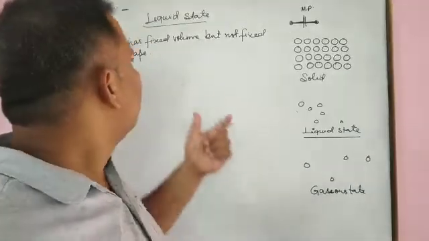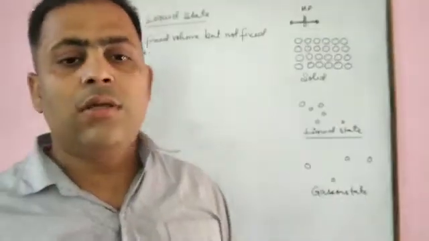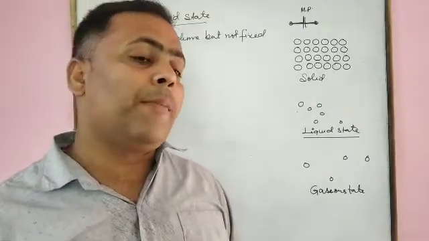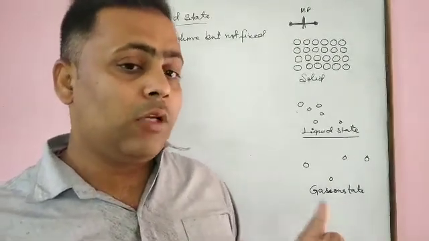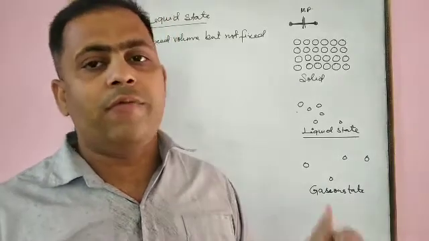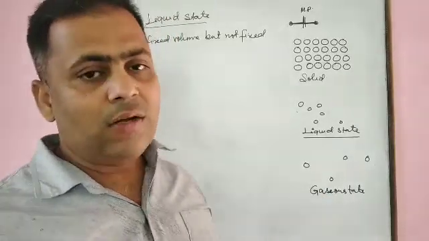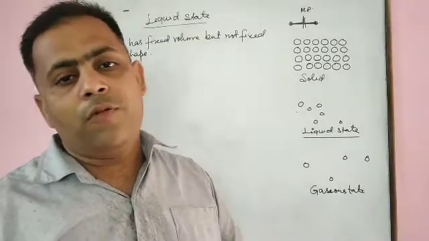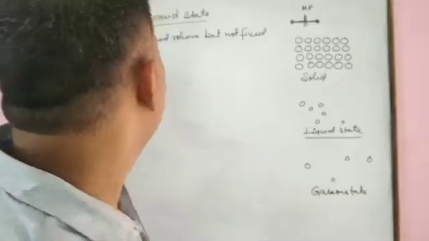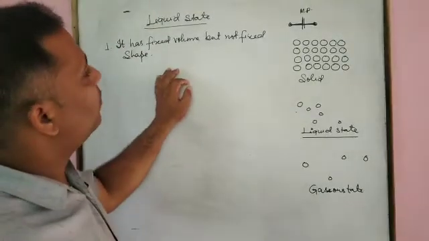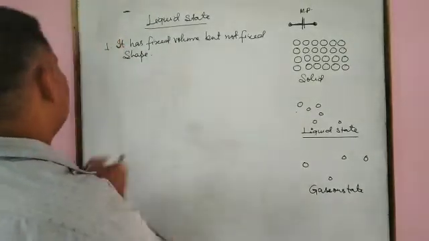Next, why do they have fixed volume? Because that force is appreciable enough to cling the particles together. It means they are not free to escape. That's why they have fixed volume. The reason for fixed volume and not fixed shape is only the force of attraction. The liquid has fixed volume but not fixed shape.